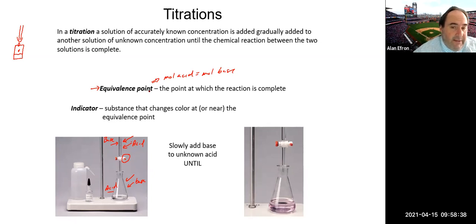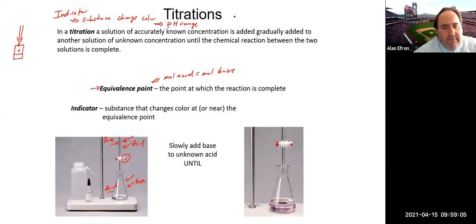How do we know when to stop? Well, usually we do use an indicator, which we'll talk about as well. An indicator is basically a substance that will change color. And it usually works by a pH range, actually. So an indicator works over a specific pH range, and it changes color.